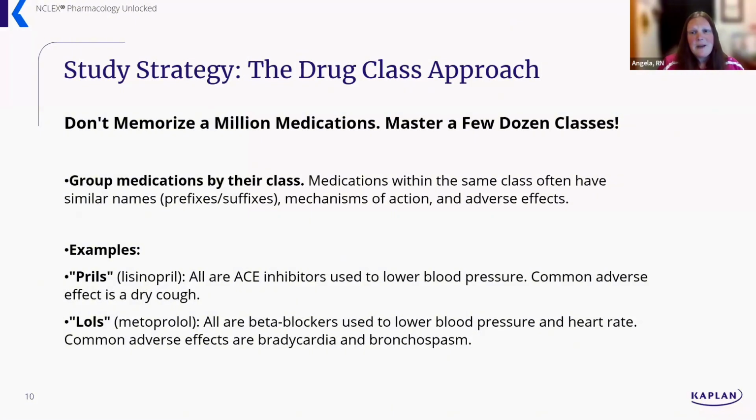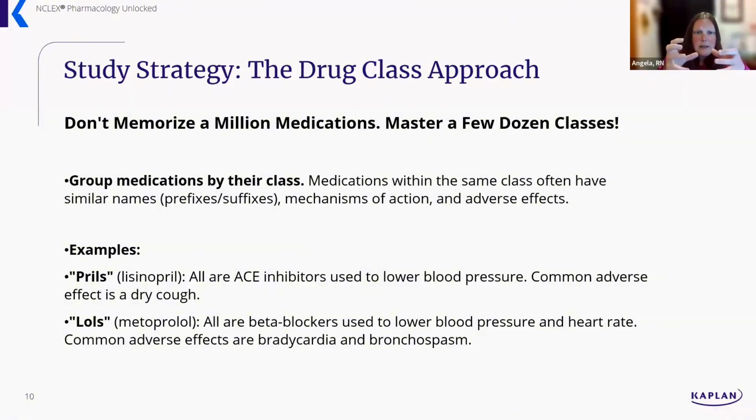So, as already mentioned, study by class. Really encourage you to have that be a part of your pharmacology learning. Most of the time, medications from the same class have similar names, they have similar mechanisms of action, and similar adverse effects. Let's take ACE inhibitors as our first example. For naming, we will often say they are prils, P-R-I-L-S. One of the examples might be something like lisinopril. ACE inhibitors are used to lower blood pressure. Common adverse effects are a dry cough.